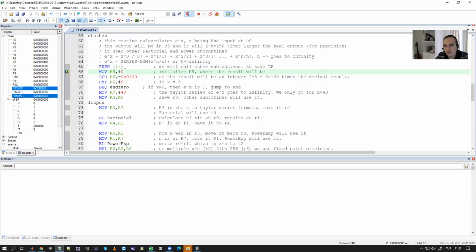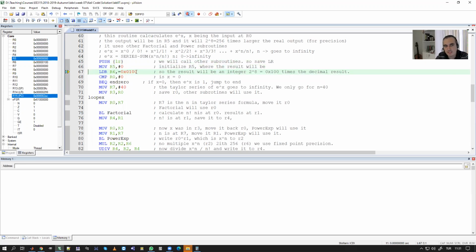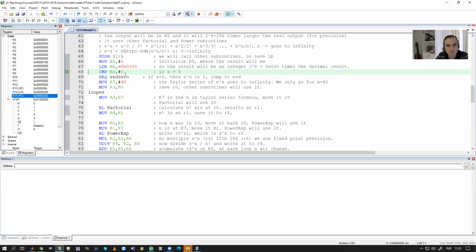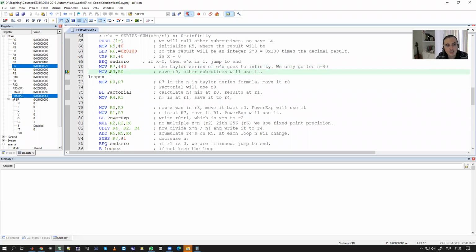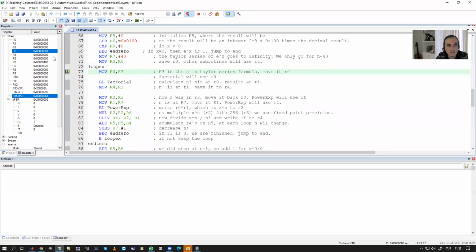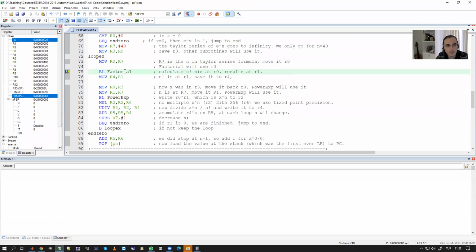I initialize R5 again. R6, the multiplier, 256. I compare R0 with 0. It is 1, not equal. I continue. Now I'll start the loop, the Taylor series loop, which I will run 40 times. Now R3. I save R0 to R3. R3 is 1. It's going to keep my input value. Whenever I need it, I'll retrieve it from R3. So n is here, n is 40.